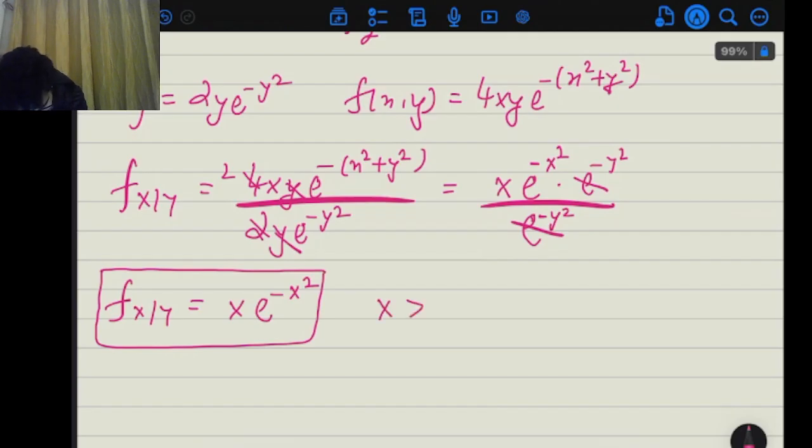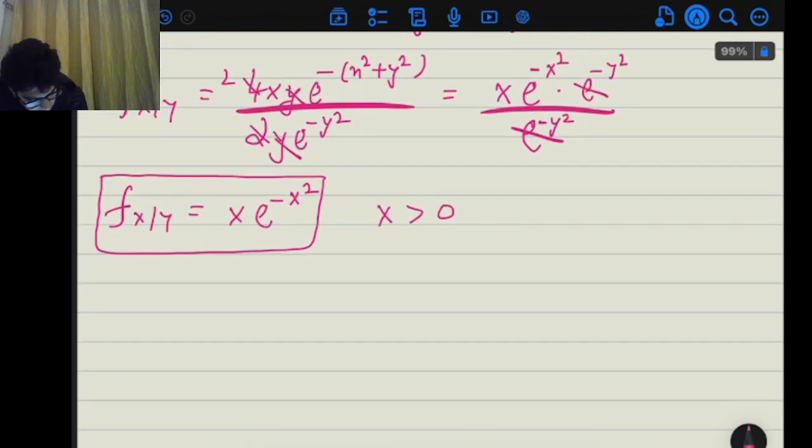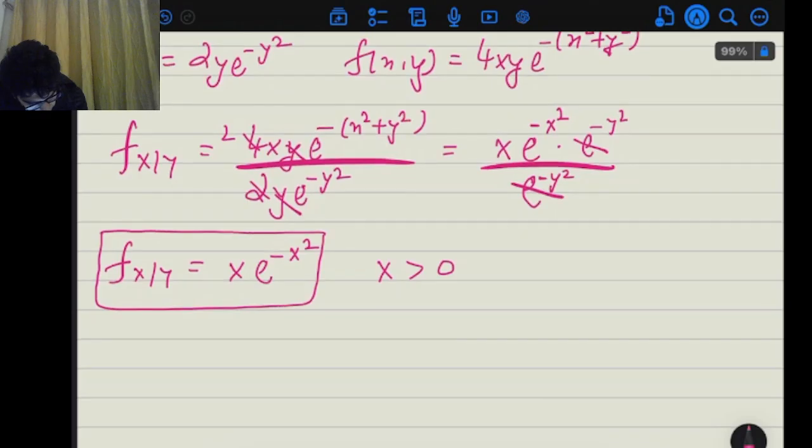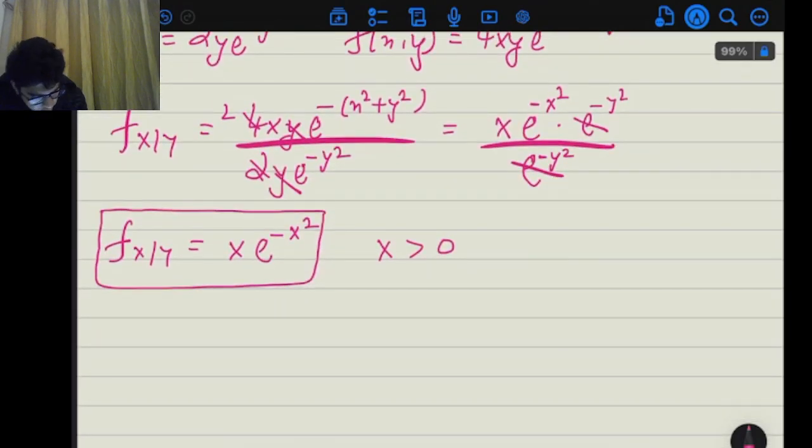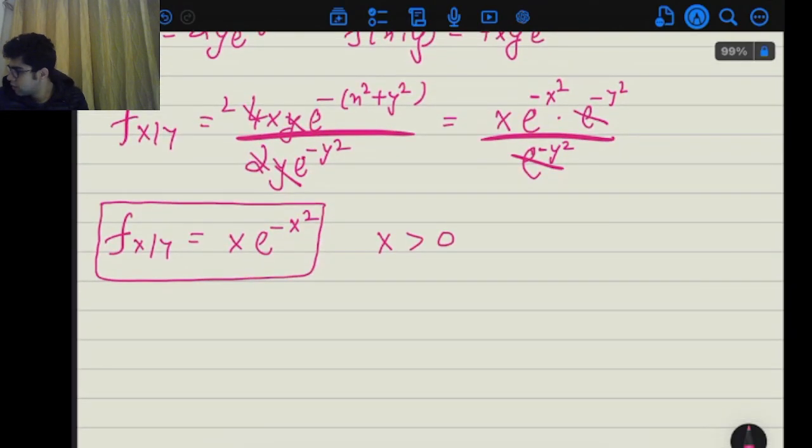And x should be greater than 0 here, right? For x greater than 0. Now let me check if my answer is correct or not.